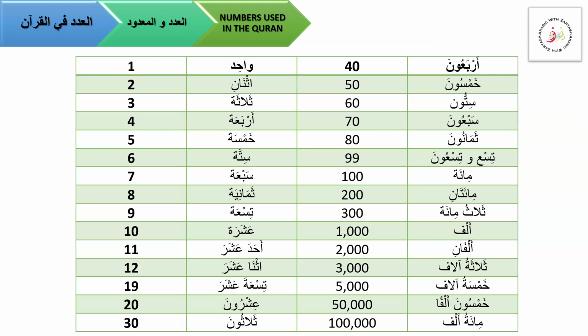Then we have 19, تسعة عشر, 20, Ishrun, 30, Salasun, 40, Arbaun, 50, Khamsun, 60, Sittun, 70, Sabun, 80, Samanun, 99, Tisa wa Tisun, then 100, Mia, and then 200, Miatani, 300, Salasu Miata, then 1000 is Alf, 2000 is Alfani, 3000 is Salasatu Alaf, 5000, Khamsatu Alaf, and then 50,000 is Khamsuna Alfan, and then 1 lakh is Miatu Alf. So these are the numbers that have appeared in the Quran.